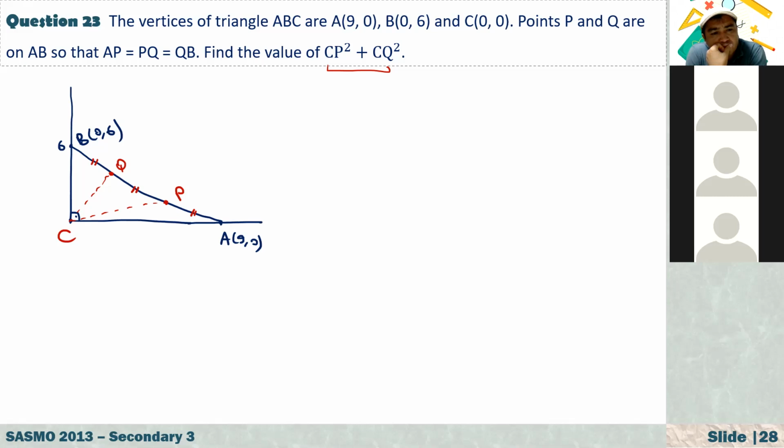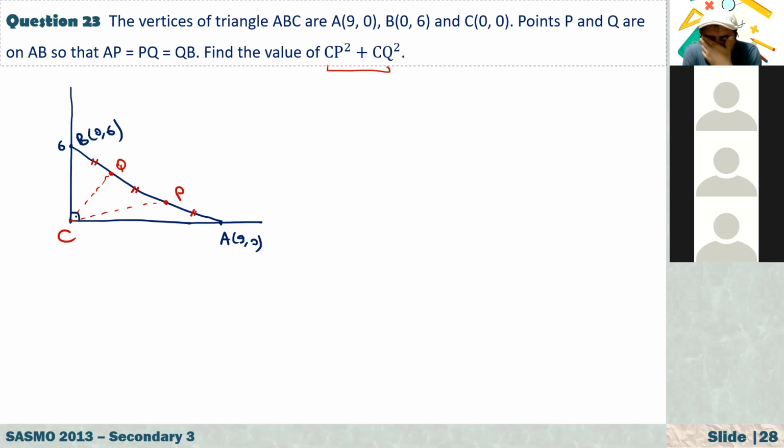Because AP equals PQ and QB, they all are equal. Yeah, they are equal, but ABC is not an isosceles triangle. If it is an isosceles triangle, you would be right. But here it's not. That's why we cannot say anything.